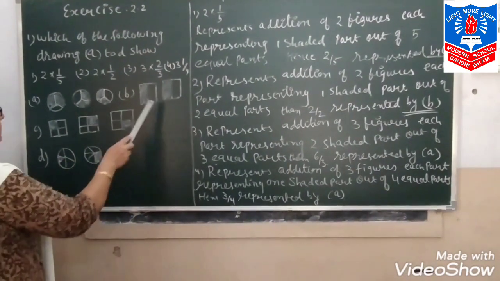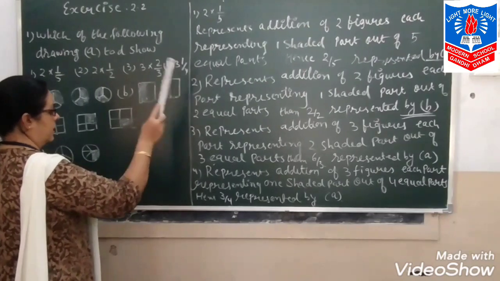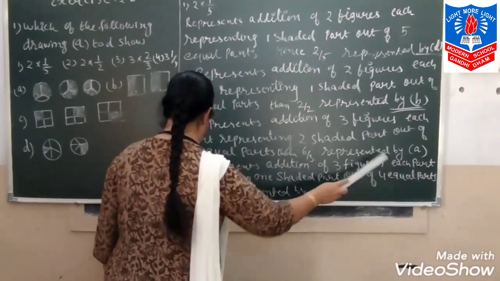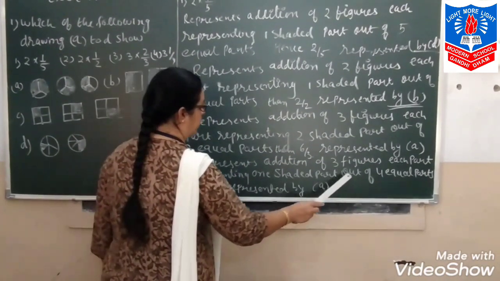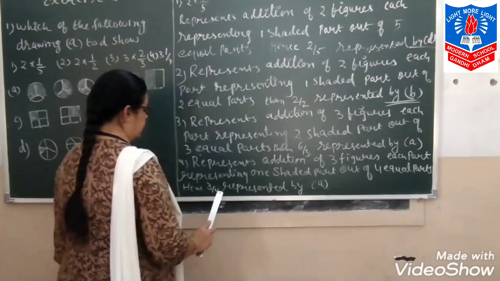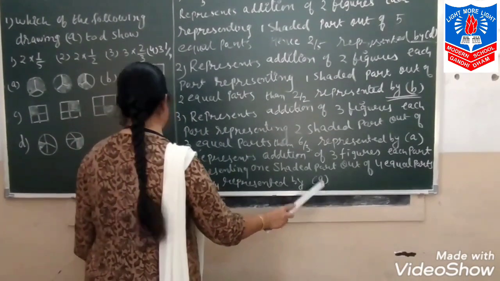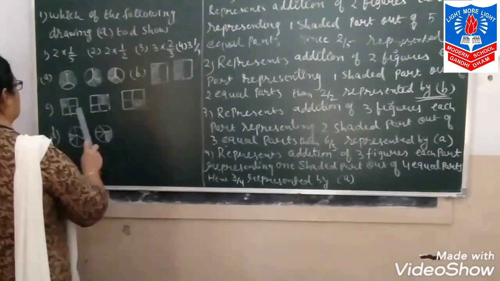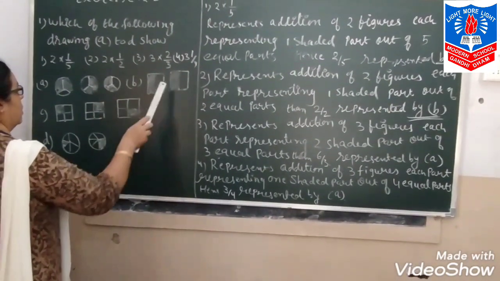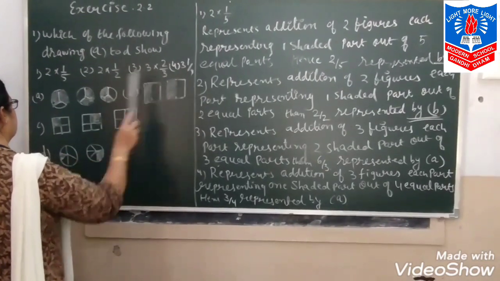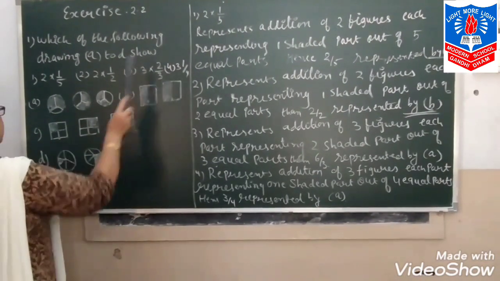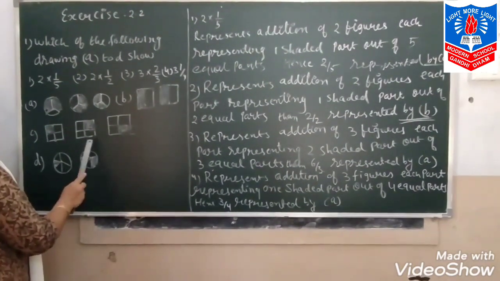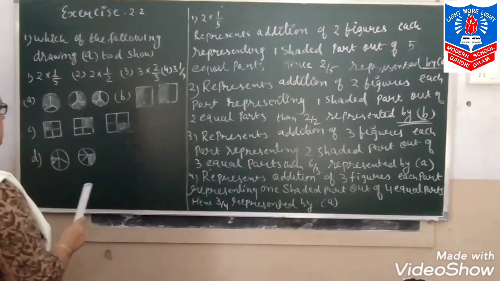Then fourth, 3 integer 1 by 4 represents addition of 3 figures. Each part represents 1 shaded part out of 4 equal parts. Hence 3 by 4 is represented by C. See how many figures? 3 figures. Okay, 1, 2 and 3 figures. Each is divided into 4 equal parts. So here are 4 parts and 1 part is shaded. So here C is shaded. So its answer is C.